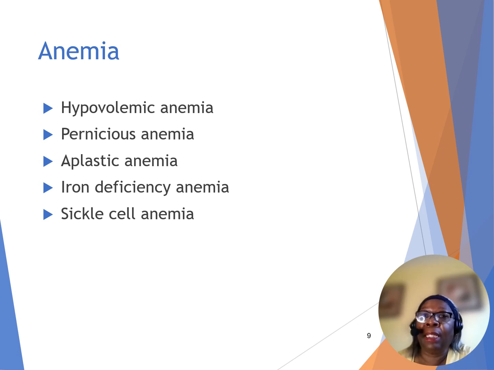Remember the hemoglobin? That is the oxygen carrying element of the red blood cell. If there's not a lot of red blood cells, the body won't get the much needed oxygen at the tissue and cellular level because it doesn't have enough hemoglobin for the oxygen to attach to. Okay? There are different types of anemia, and we're going to discuss each one of these on this slide. We have the hypovolemic anemia, pernicious anemia, aplastic anemia, iron deficiency anemia, and sickle cell anemia.